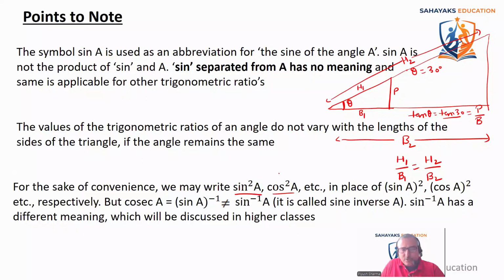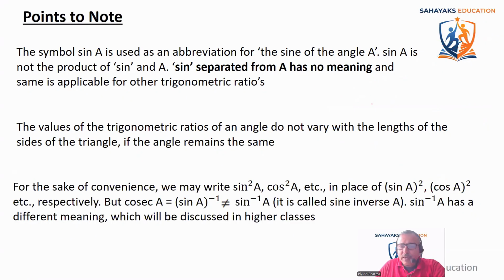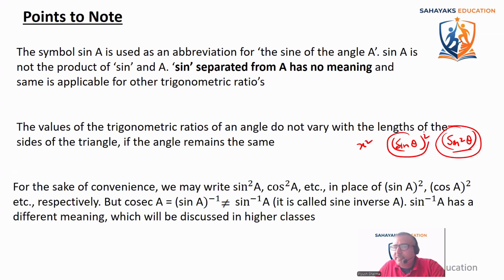Okay. Now, for the sake of convenience, we use sine square A, cos square A. I'll just explain this part also. So how to write sine square of something? Say if you have to write x square, we write like this. If you have to write sine square, so sine theta square, we should write like this in case I'm doing a square of an angle. But for sake of convenience or from the past, it is written like this. Sine square theta. So we put the square here.